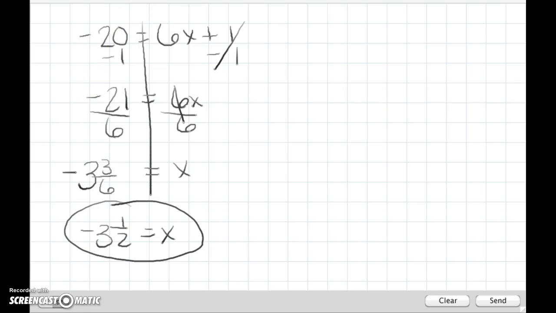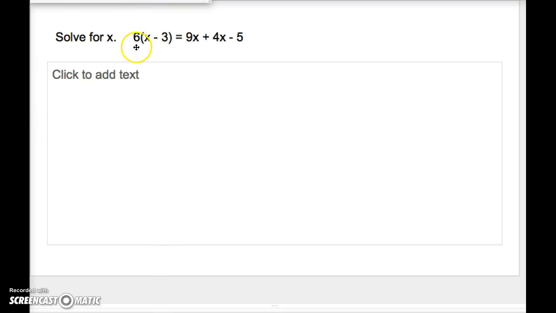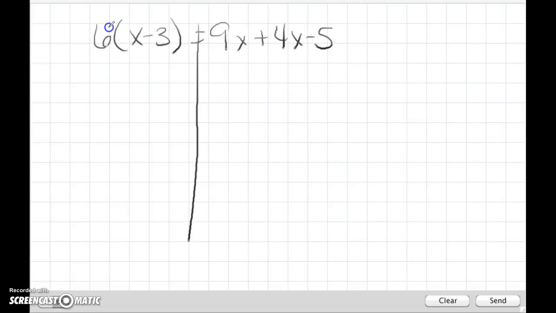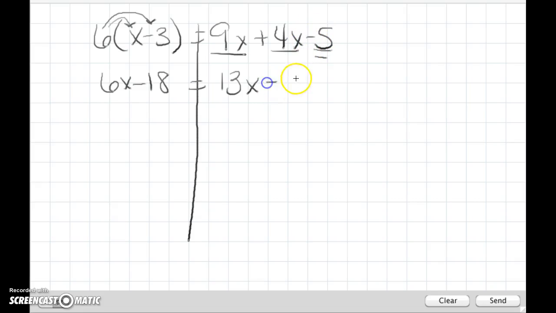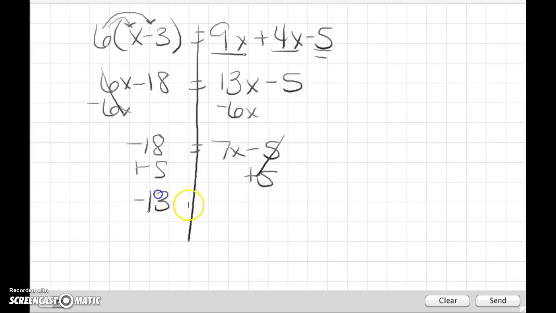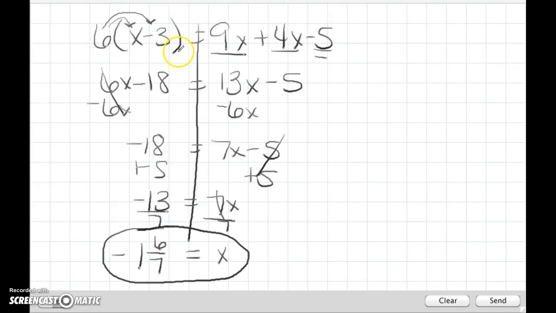Next equation, we have 6 times the quantity of x minus 3 equals 9x plus 4x minus 5. All right, so got to use the distributive property. So that becomes 6x minus 18. Over here, I can combine my x's to be 13x, but then I still have the minus 5. Make sure you take that sign that's right in front of it. I'm going to get my x's together on one side, so I'm going to subtract 6x from each side. So on the left, notice you have negative 18 equals, this will be 7x minus 5. Add 5 to each side. So negative 13 equals 7x, and then I'll divide by 7. So x will equal negative 1 and 6/7. And if you want to do these as decimals, that's fine too. It's not specific as to how they want it.